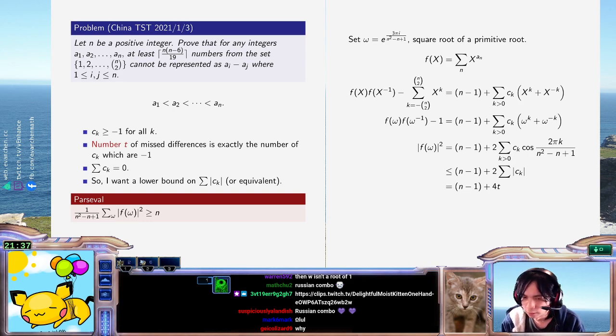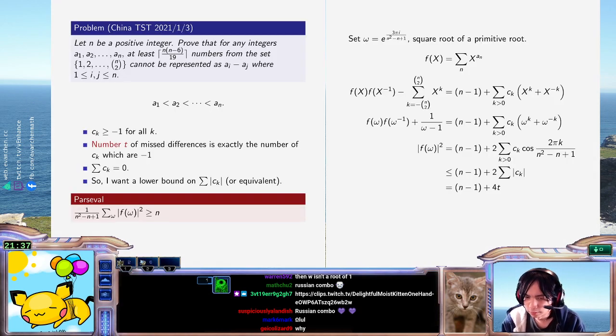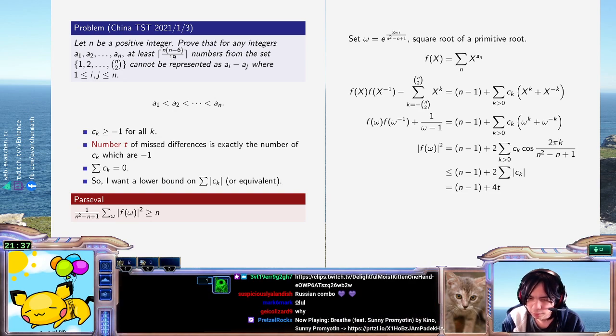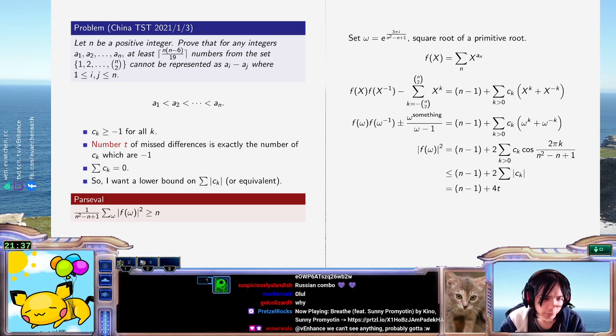You're plugging in minus 1 over omega minus 1 times, like, this is like omega to the... God. Thingy. Something. Okay, this is omega to the something. Okay, this will work. This will work. Oh, god damn it. So this is f omega squared plus or minus omega.